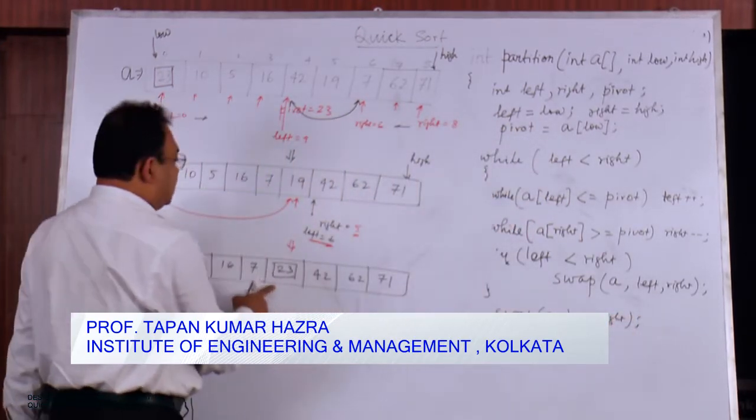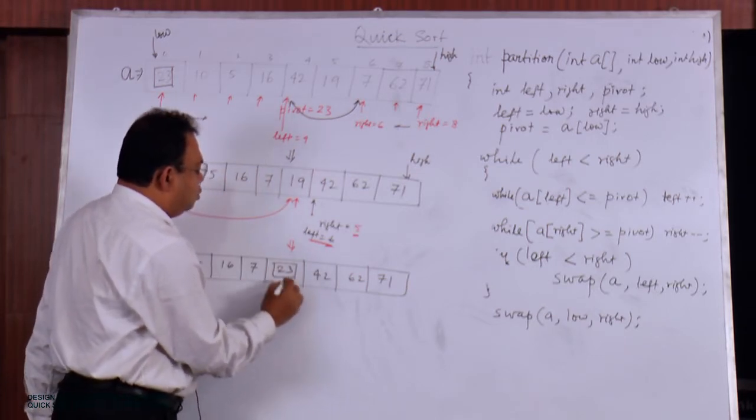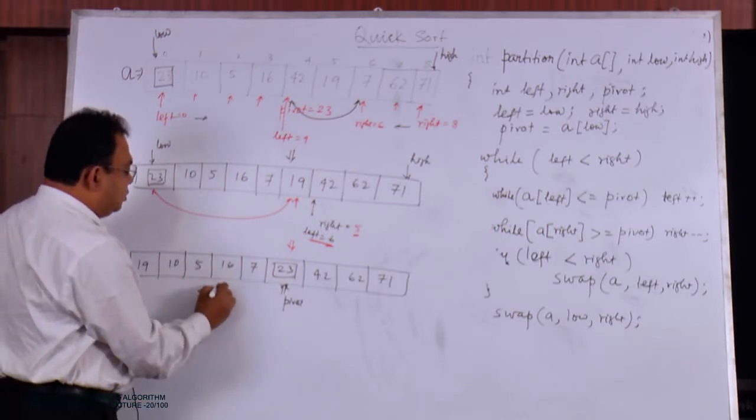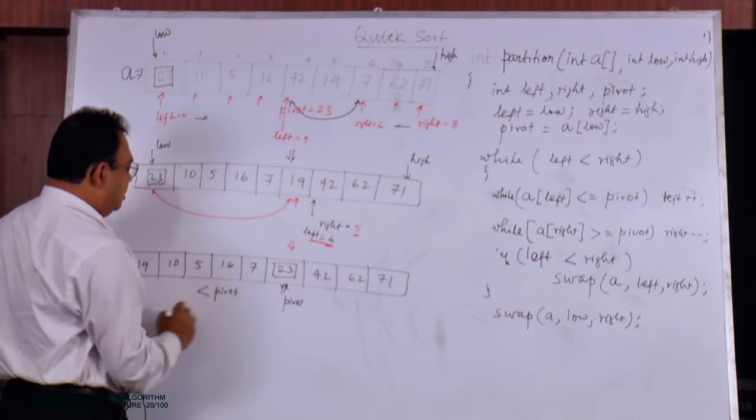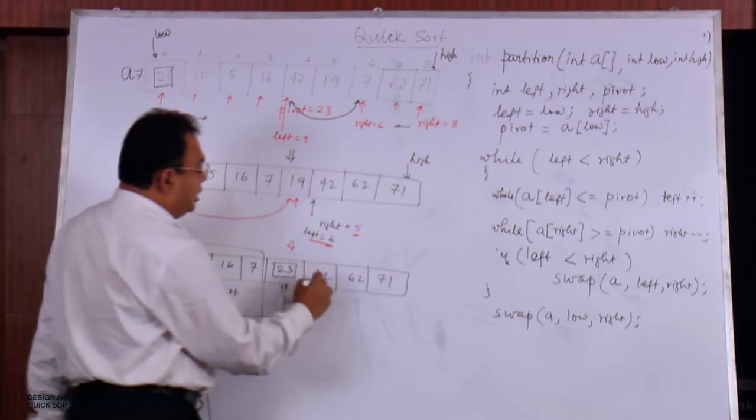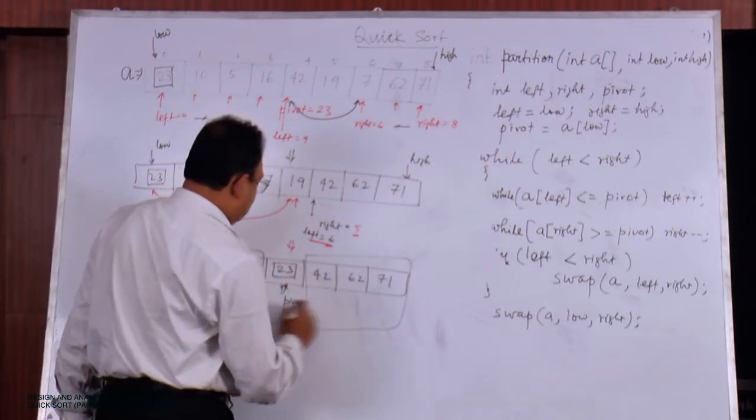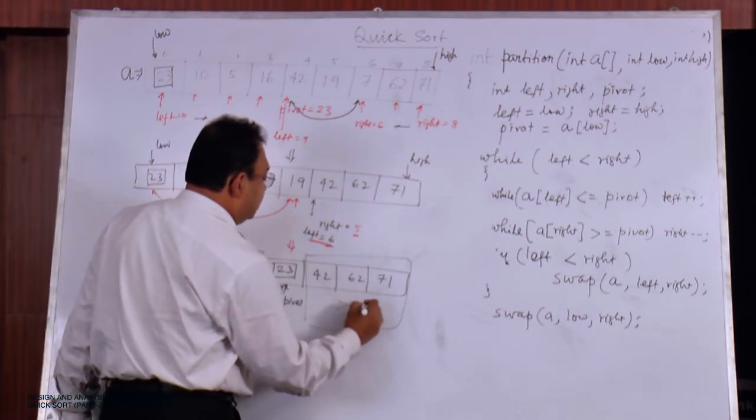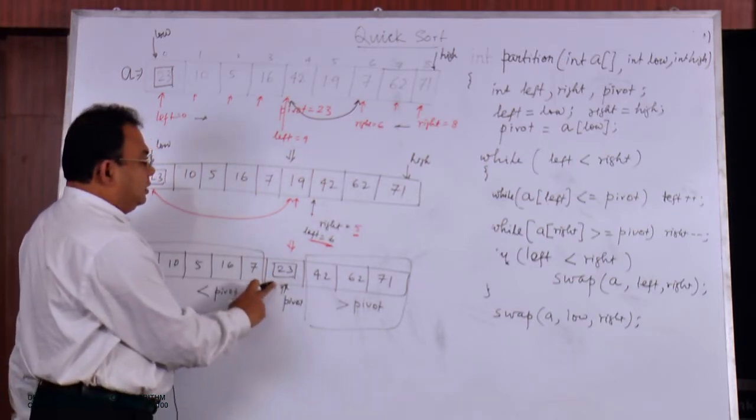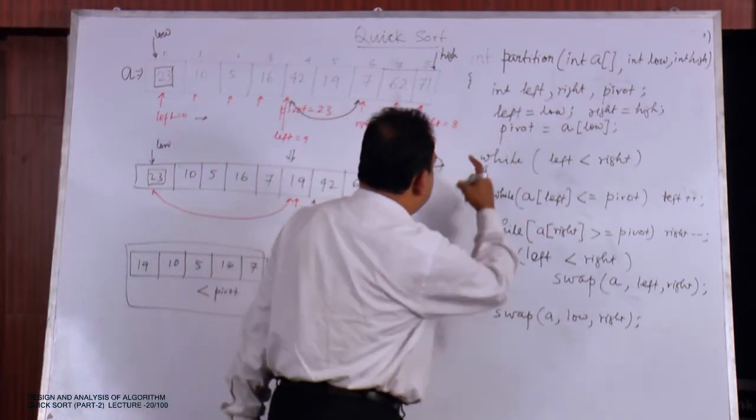After this interchange, you just observe that the pivot element goes to the correct position, and all elements less than this pivot element are on the left side and all elements greater than 23 are on the right of the pivot position. So, these are all greater than the pivot element. And this partitioning position is actually the position of right. So, that is returned by this function.